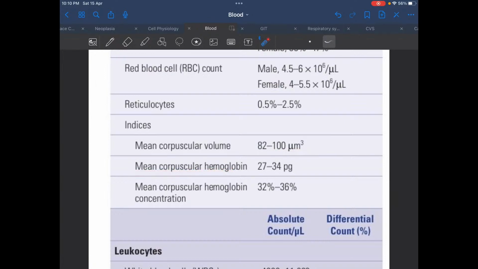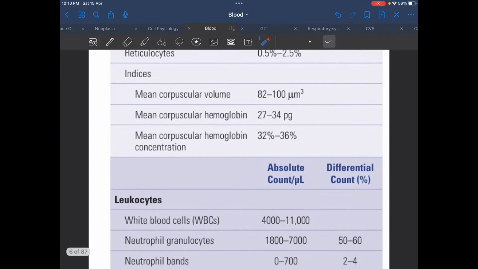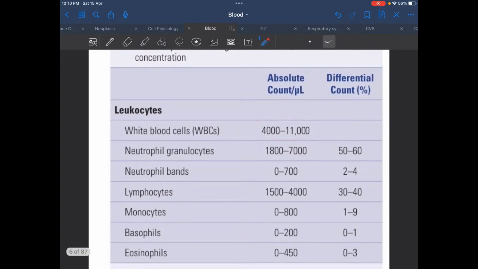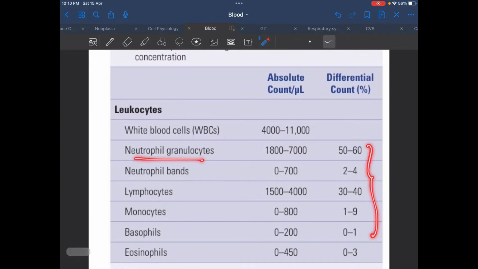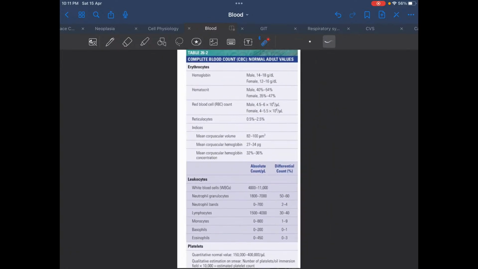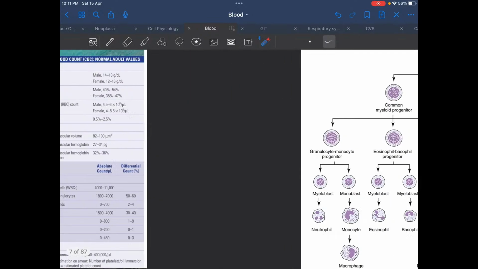Then we have the mean corpuscular hemoglobin as well. Characteristic 27 से लेके 33 कई books में picogram. And your MCHC, that's your 32 से लेके 36%. Now leukocytes के case में we know it's 4 to 11,000. ठीक है, and differential count as you can see mainly they are the neutrophil granulocytes जो की हैं 50 to 60%. Okay, then that is followed by the lymphocytes very close 30 to 40%. Then you have the monocytes, eosinophils, and then basically we have the basophils. So basophils जो हैं they are the least amount of cells which are present inside the blood. Okay, और जो भी इनकी details है we already studied in immunology, so you can refer to that as well.